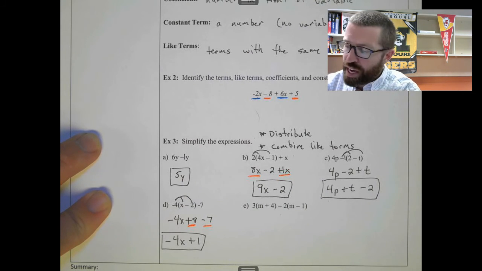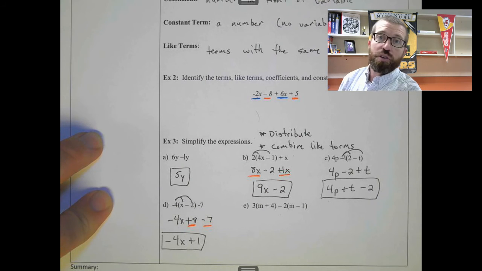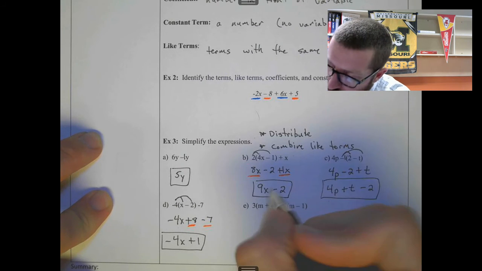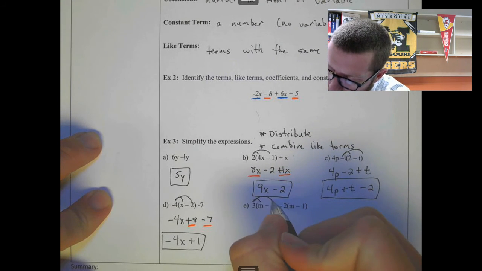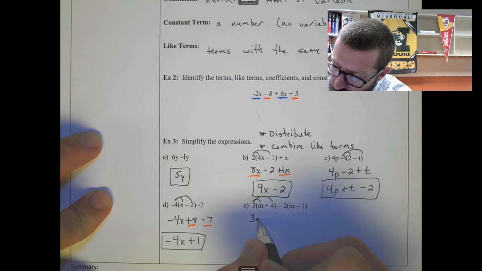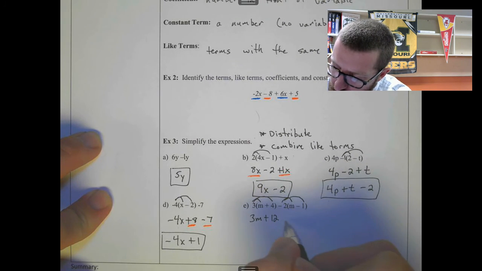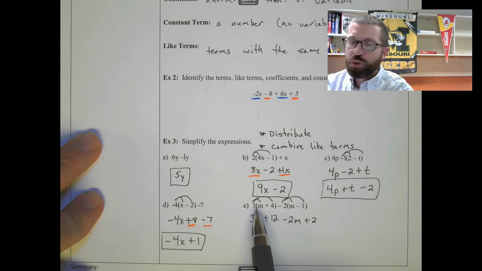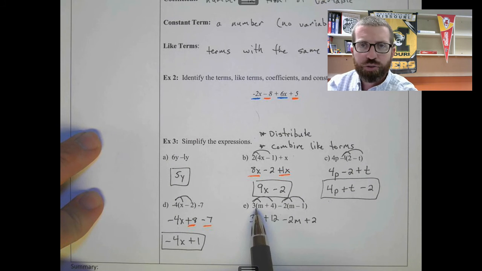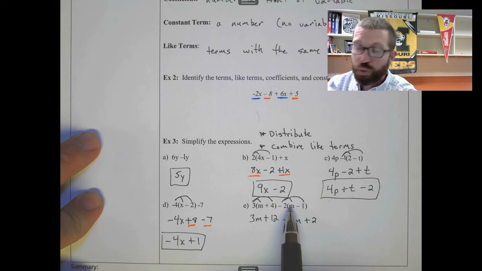And the last one, if you haven't paused the video and tried one of these on your own, please do right now. Distribute the 3. So that's 3m plus 12. Distribute the negative 2. So that's negative 2m plus 2. And notice you only distribute to the parentheses that it's directly in front of. You don't take the 3 all the way over to here.